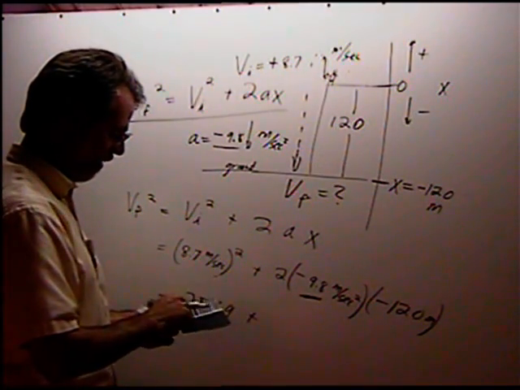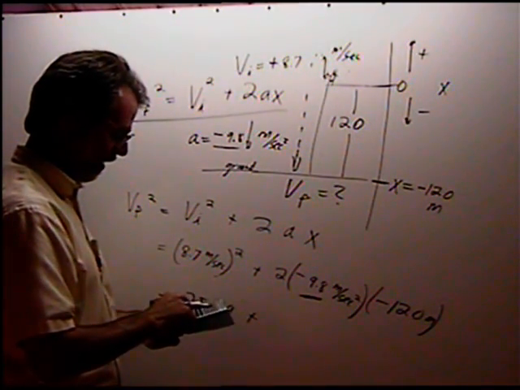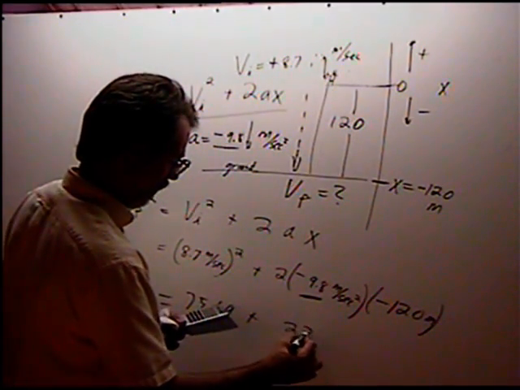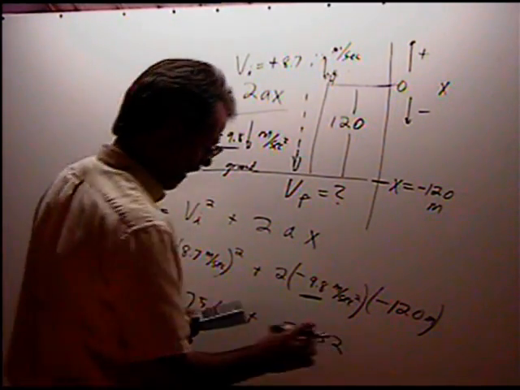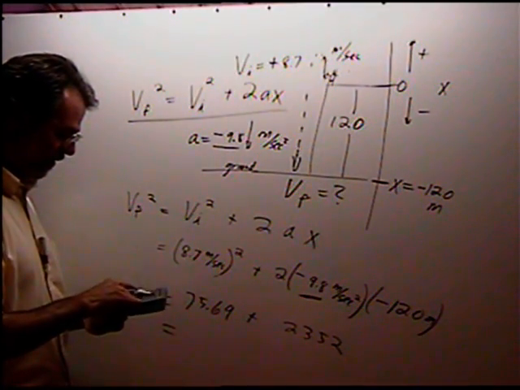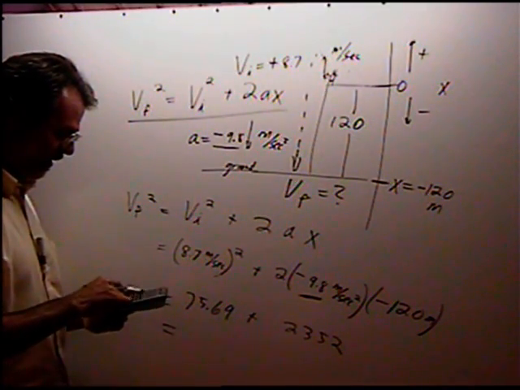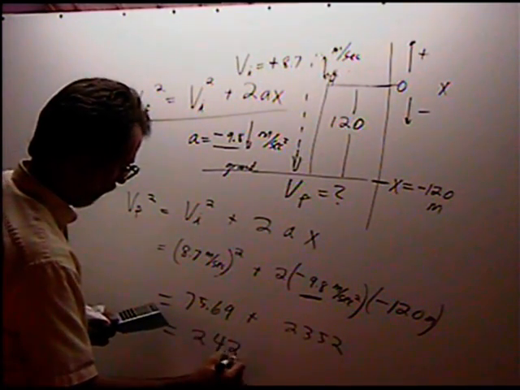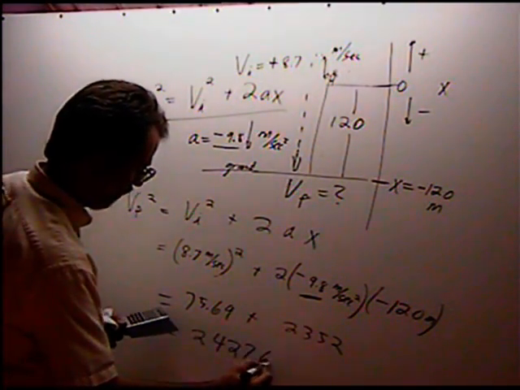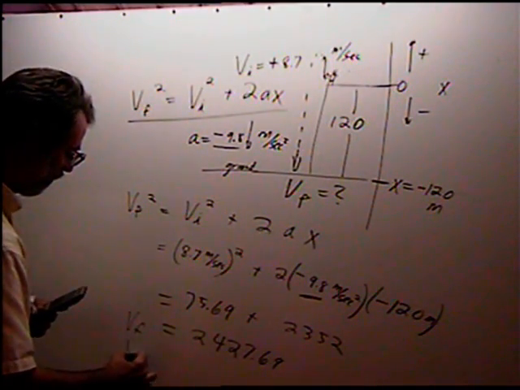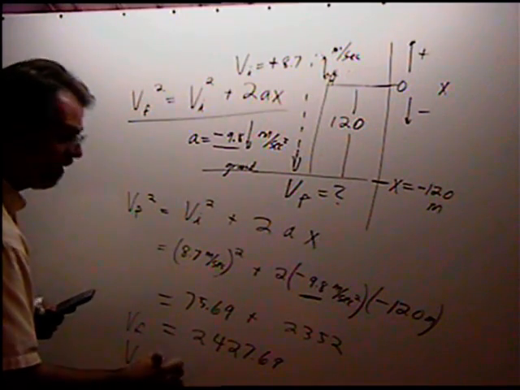2 times 9.8 times 120, 2352. I'm going to add these together, plus 75.69, and I get 2427.69. That's the velocity squared. I now take the square root of that number.